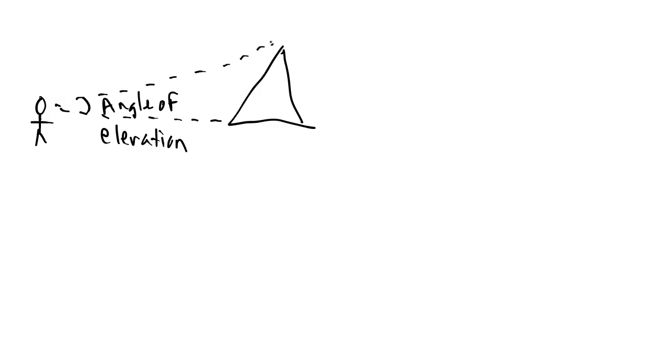And if there was a person standing here looking out, their natural eye line would be horizontal like this. The angle down to where the other person is, that's something we call the angle of depression.